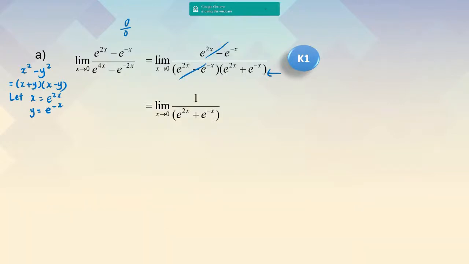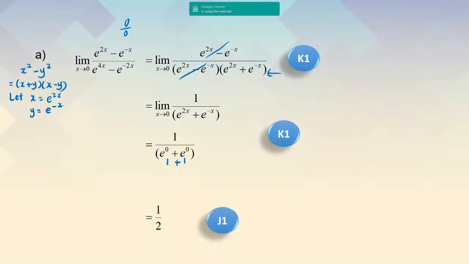Okay, so the left function is limit 1 over e power of 2x plus e power of negative x as x approaches to 0. Next step, just substitute the values of 0. Okay, so e power of 0 is 1, then plus 1, so you'll get 1 over 2. Okay, so 3 marks for these questions.